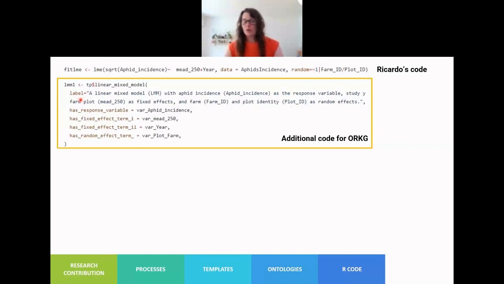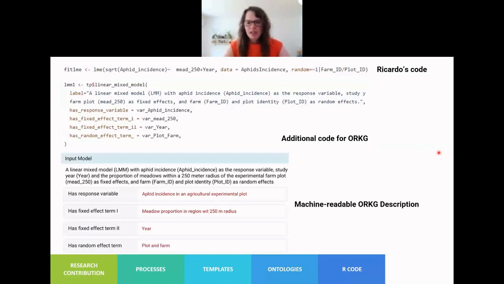And again, this template would be available for reuse by any subsequent researcher who also wants to describe their data in a similar way. And so here's what this structured format actually looks like in the ORKG. So we would have our human readable label here. So as a user, I can quickly get a sense of what the model is looking at. But then we also have our information about our response variables, our fixed effects terms, and our random effects.